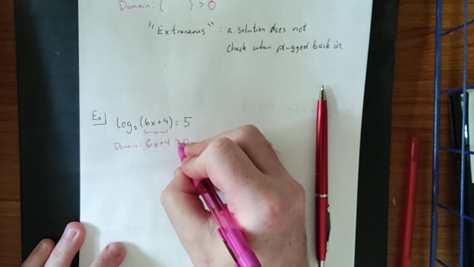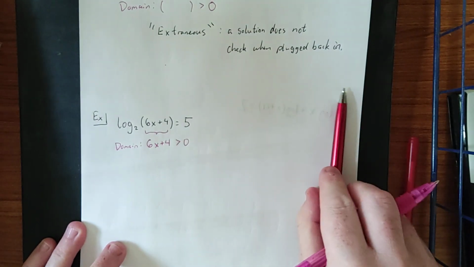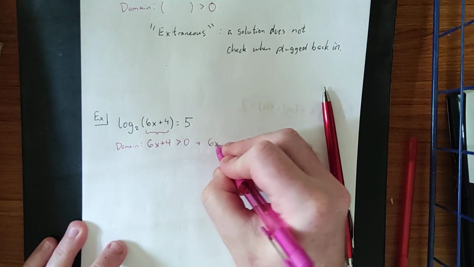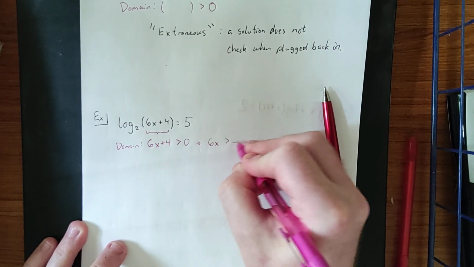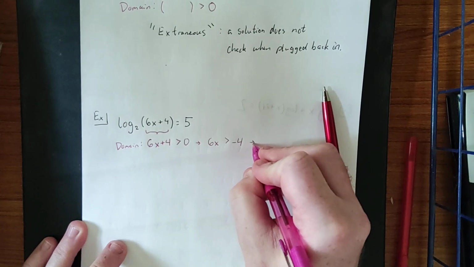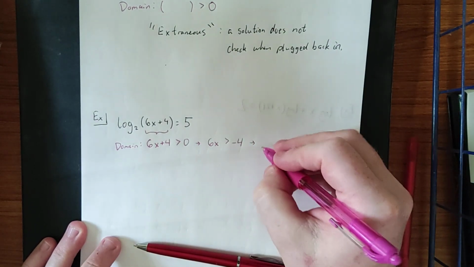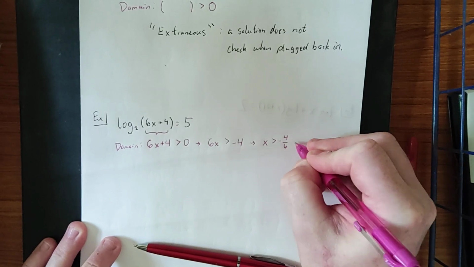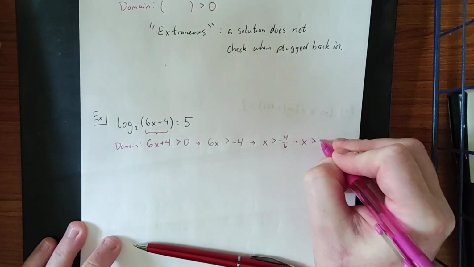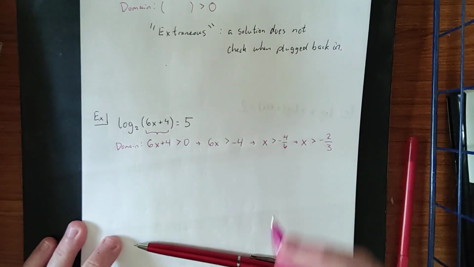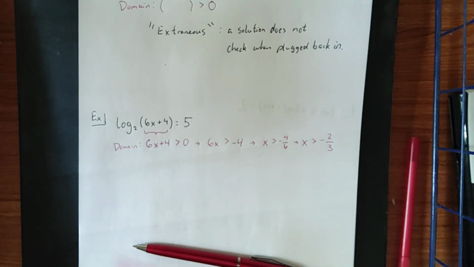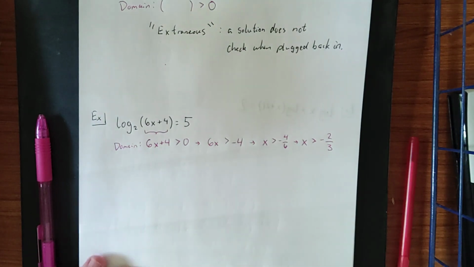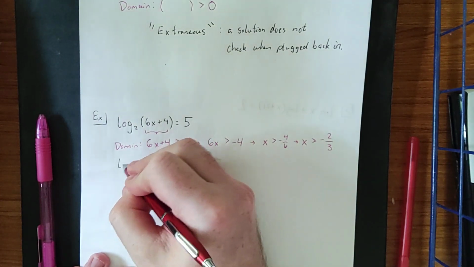In its current form, this is not telling us nearly enough information, so let's go ahead and solve this for x. We can solve this for x by subtracting 4 from both sides of the inequality, and then dividing both sides of the inequality by 6. When we divide by 6, we'll see that x is greater than negative 4 over 6, or x is greater than negative 2/3. So as long as the final answer that we get is greater than negative 2/3, we will have a good solution, as opposed to an extraneous solution.